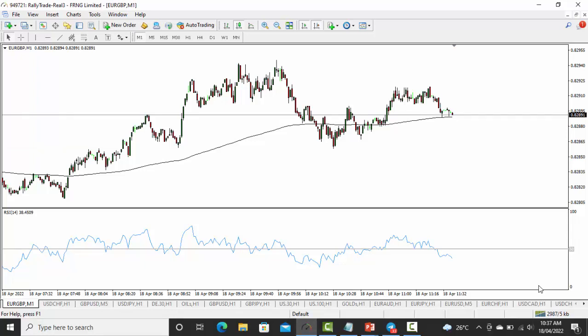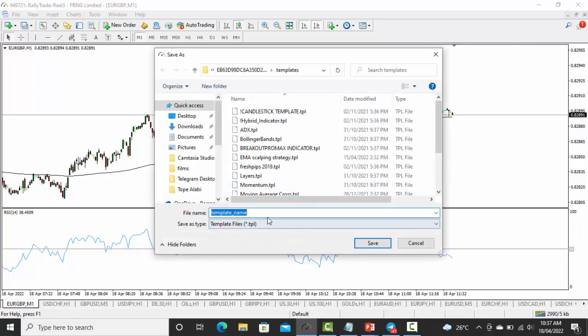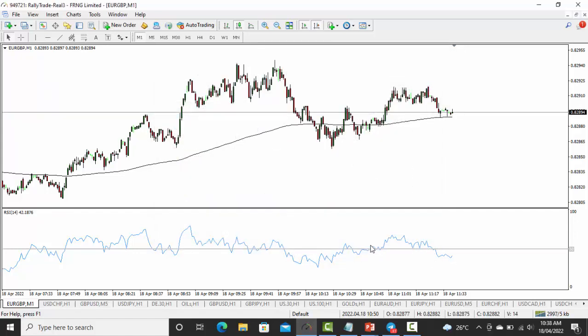So since I have the setup, the next thing is for me to save this setup. I can just go to my templates and pick save template, and I can use the name RSI scalping strategy or RSI EMA scalping strategy. This way I can always recall this on any instrument I want to trade, RSI EMA scalping strategy. Then I save the template just as I have done.